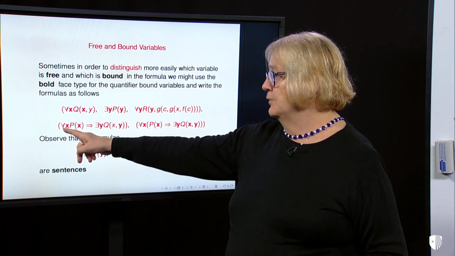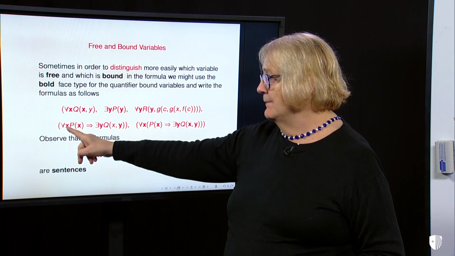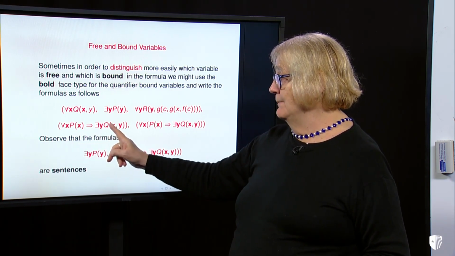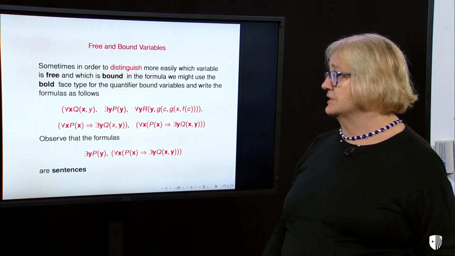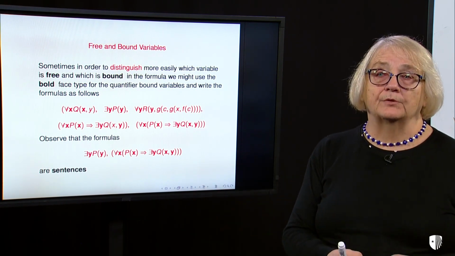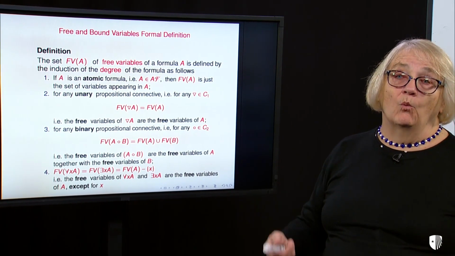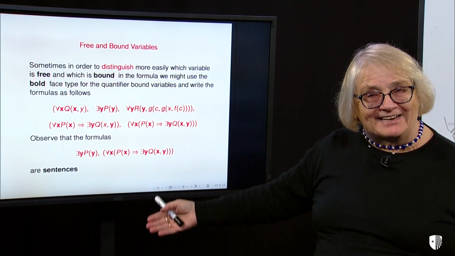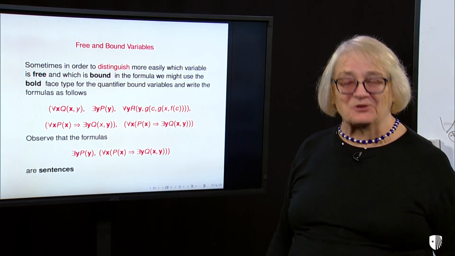If you write the formula for all x, P x, this binds only that, and this y binds only that, and this x is free. So here x is a free variable. Here these are sentences because all variables are bound. And then it's a proper definition of what the free variables are. So this is a definition by example to explain the notion.